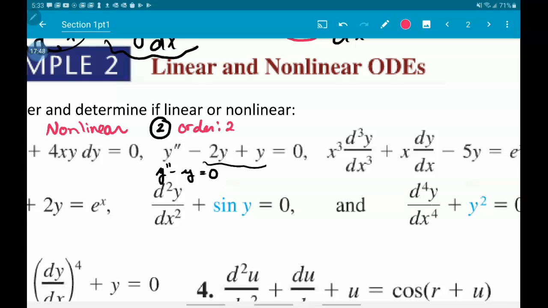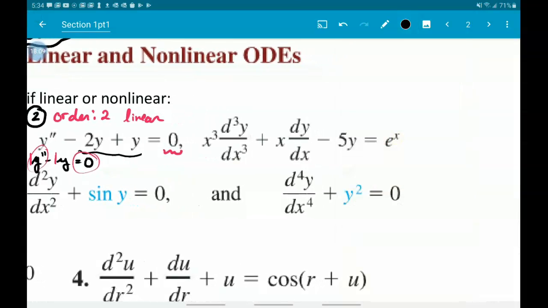In this case, our order is 2. There's our second derivative, and this guy is going to be linear. The coefficients are 1 and negative 1. And our g of x, which is on the other side of the equals, is 0. So it's constant.